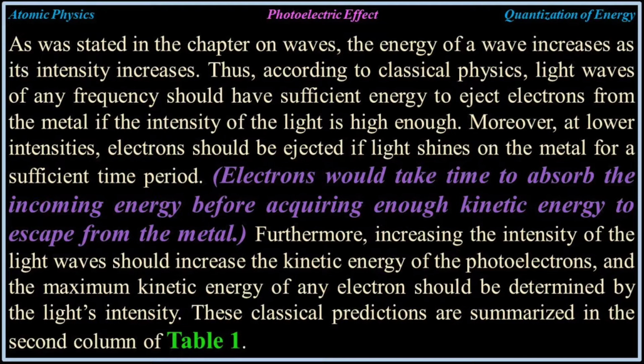As was stated in a chapter on waves, the energy of a wave increases as its intensity increases. Thus, according to classical physics, light waves of any frequency should have sufficient energy to eject electrons from the metal if the intensity of the light is high enough. Moreover, at lower intensities, electrons should be ejected if light shines on the metal for a sufficient time period. Electrons would take time to absorb the incoming energy before acquiring enough kinetic energy to escape from the metal. Furthermore, increasing the intensity of the light waves should increase the kinetic energy of the photoelectrons, and the maximum kinetic energy of any electron should be determined by the light's intensity. These classical predictions are summarized in the second column of Table 1.